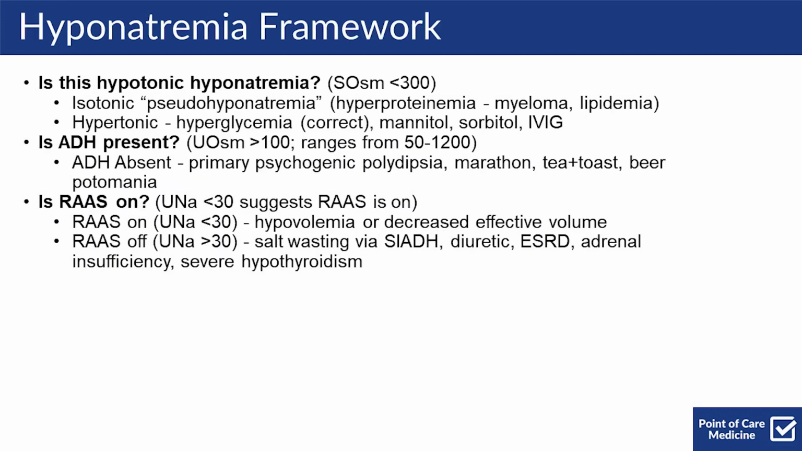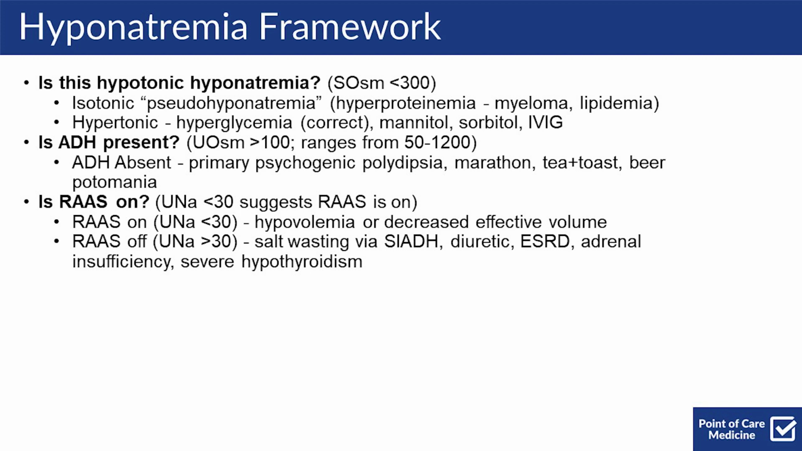For a framework, you can first start by saying, is this hypotonic hyponatremia, which means serum osms of less than 300? That can be caused by isotonic pseudohyponatremia, which is usually caused by hyperproteinemia, such as myeloma or lipidemia. If you're hypertonic, you might actually have hyperglycemia, and that's something you'll need to correct for. But it can also be due to mannitol, sorbitol, or IVIG. That's not very common, though. Usually it's going to be hypotonic hyponatremia.